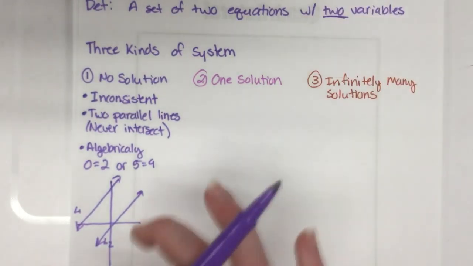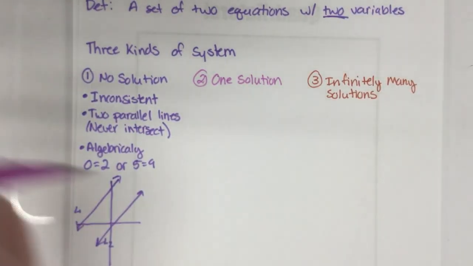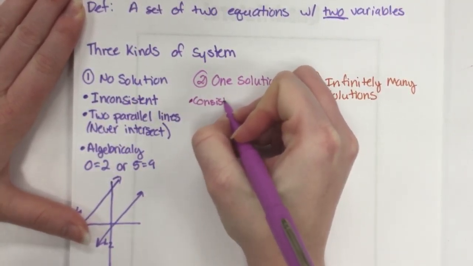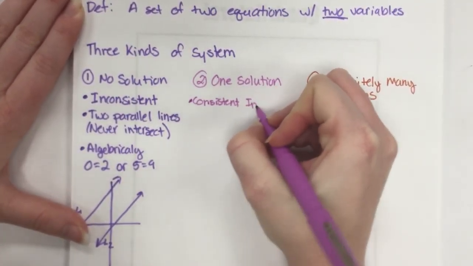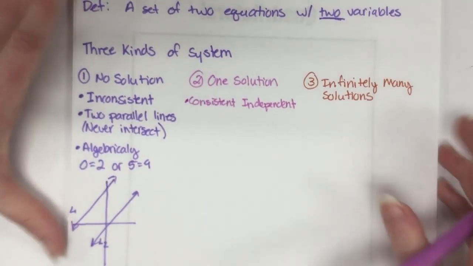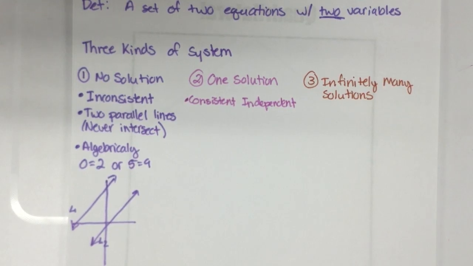All right. One solution, on the other hand, is called consistent independent. The way I taught my Algebra 2 kids to remember this last year was independent. If you are independent, how many people are you in charge of or responsible for? If you think of the word independent, hopefully you think one. If I'm independent, I'm responsible for myself and only myself. That's how I remember that consistent independent means one.